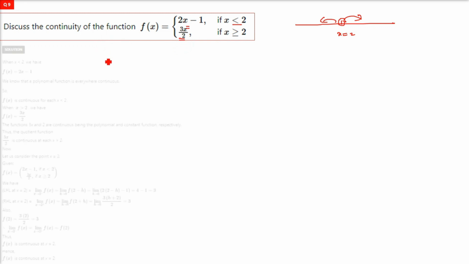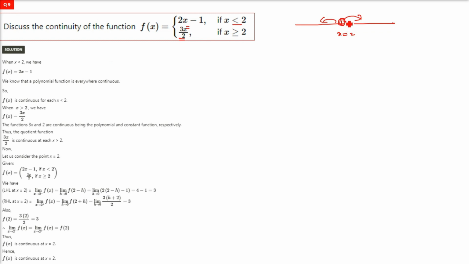So we have to discuss this continuity. Okay. So there is a point where some inversion is there. That is, the function is inverting, so function is changing. So that particular point is continuous or not. So this 2x minus 1, it is a polynomial function. And polynomial function, we know already about it, that it is continuous everywhere.